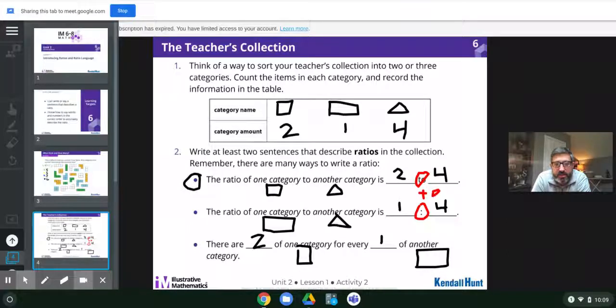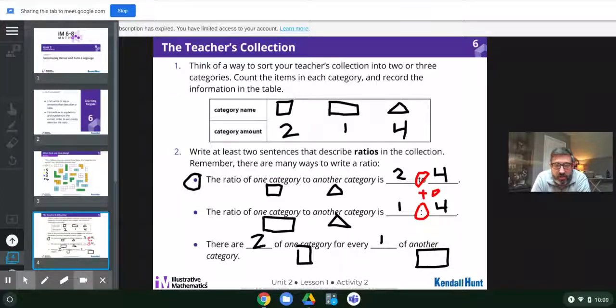So another way to write that would be, again, the ratio of one category to another category is blank to blank. But you notice this time, instead of writing the word to, they used a colon. It just means the same thing, it's just a different way to write it. It also means to. So the ratio of, we use rectangles and triangles this time. So the ratio of rectangles to triangles is 1 to 4, but this time we wrote it using a colon instead of writing the word to.